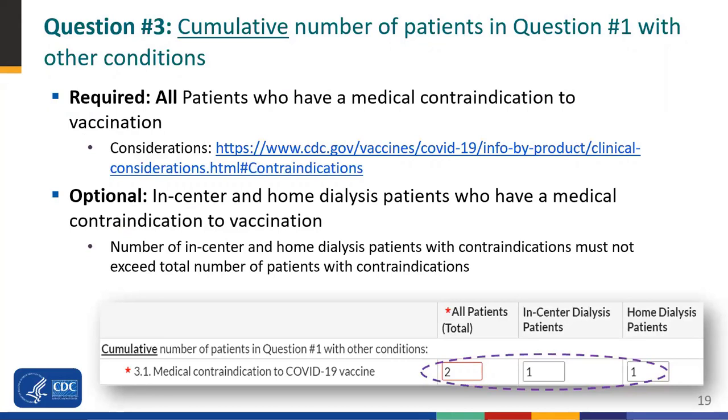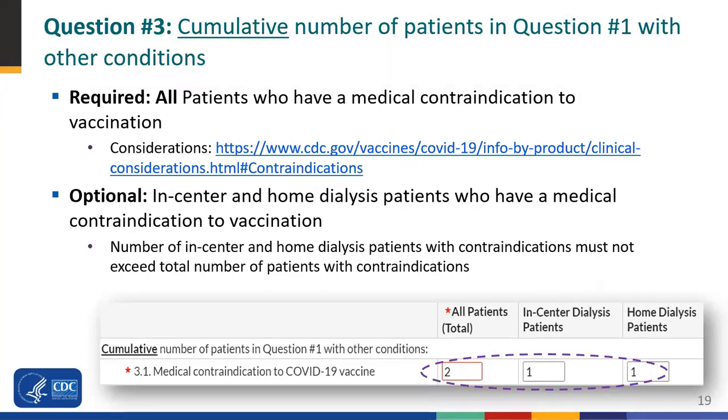Question 3 covers patients with other conditions. Facilities are required to report the cumulative number of patients with a medical contraindication to COVID-19 vaccine. Please refer to the link on this slide for CDC guidelines on medical contraindications to COVID-19 vaccines.